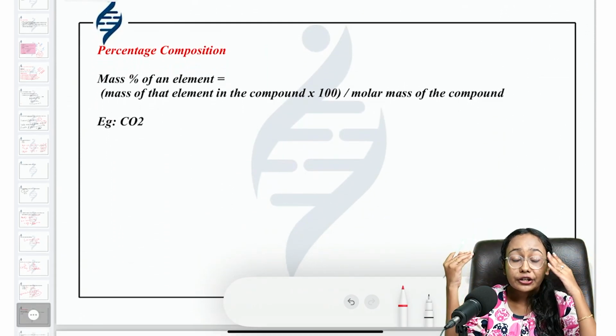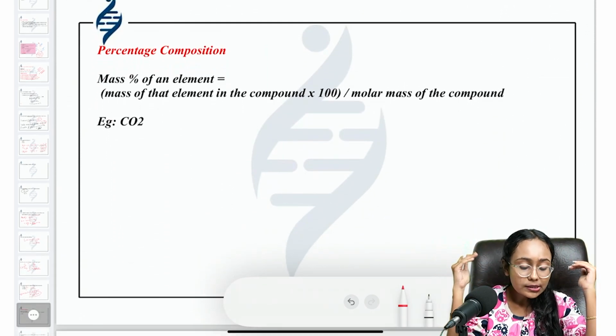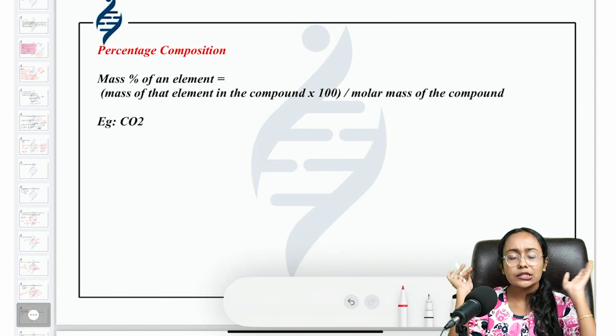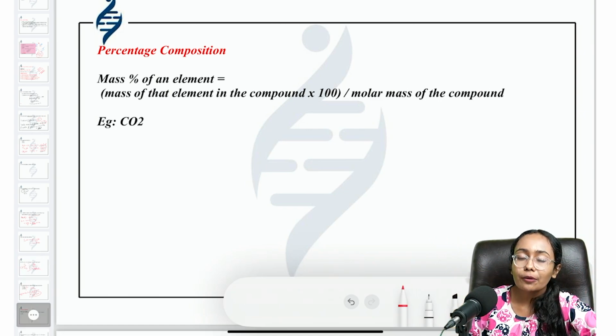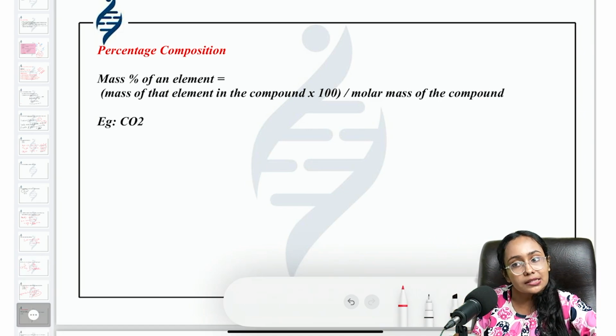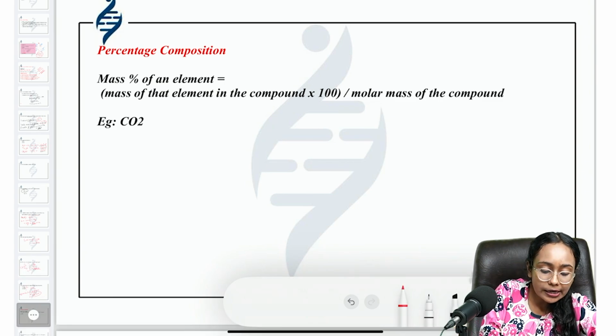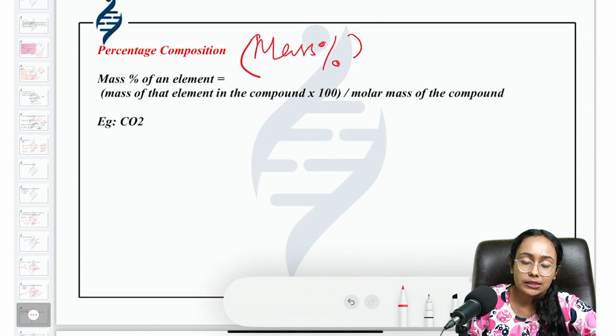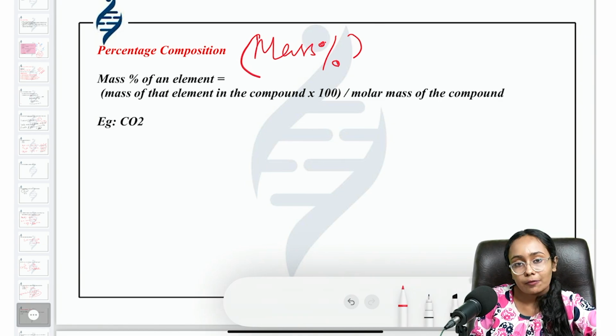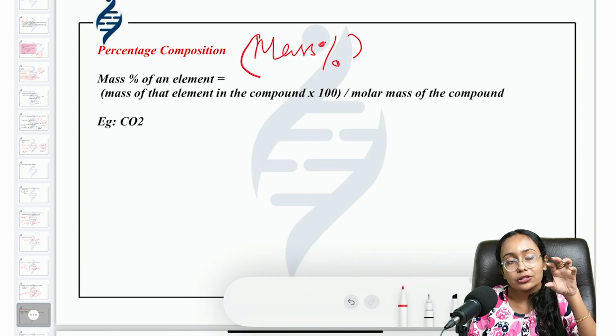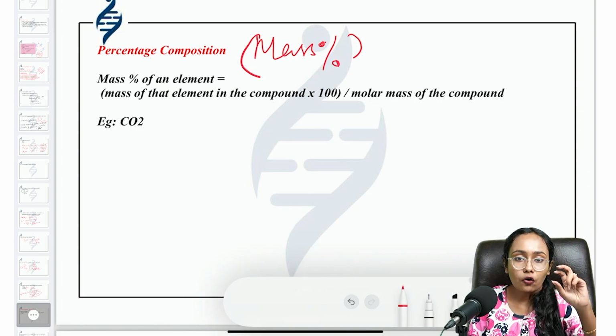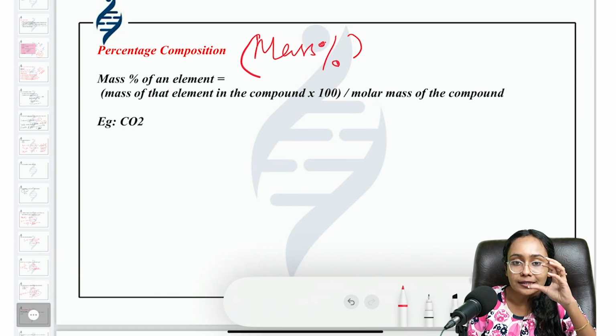We're going to take a new topic from Some Basic Concepts of Chemistry, a very easy topic. The title of the topic is percentage composition, or it can be called mass percentage. What is mass percentage or percentage composition? Percentage composition means the composition of any one element or component of a substance expressed in percentage.